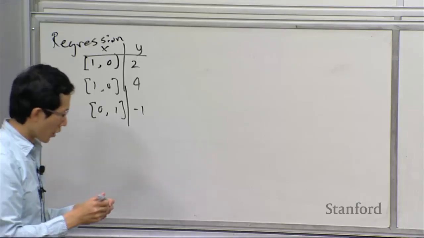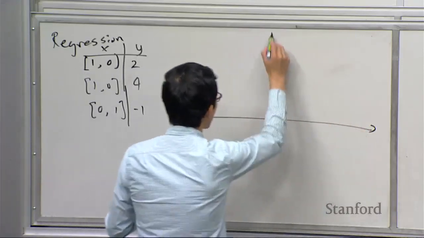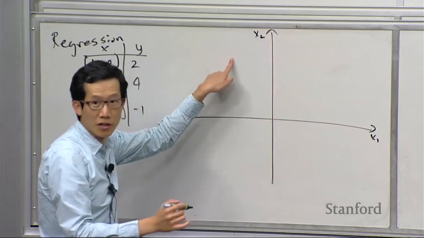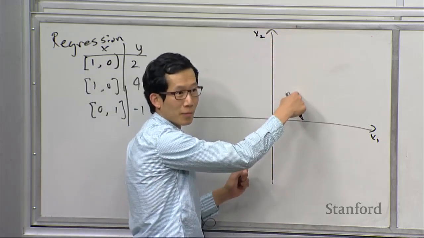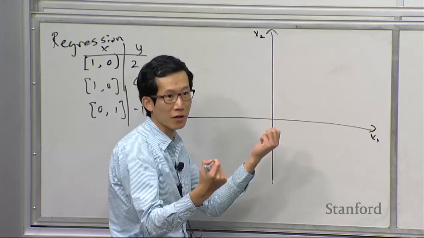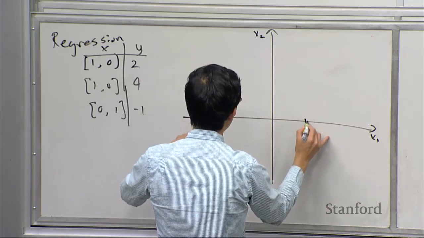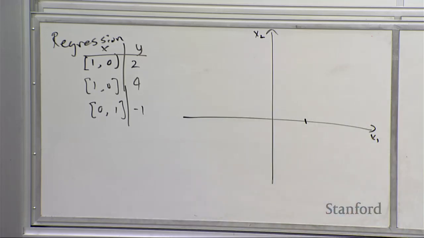Pictorially, now I'm plotting x1, x2, so we're doing two-dimensional regression, which means that for every point in the plane here, I'm going to have a predicted value. I want it to be the case that if I have (1, 0), I'm going to have a 2 sitting there.